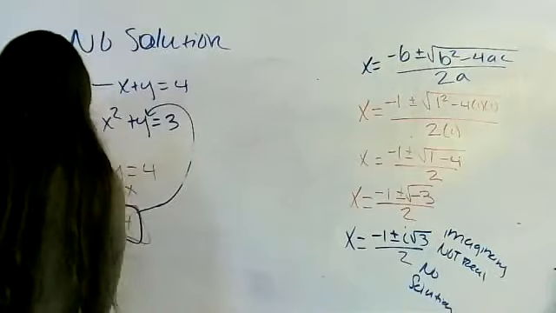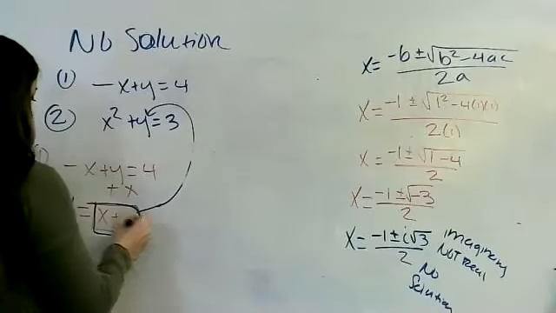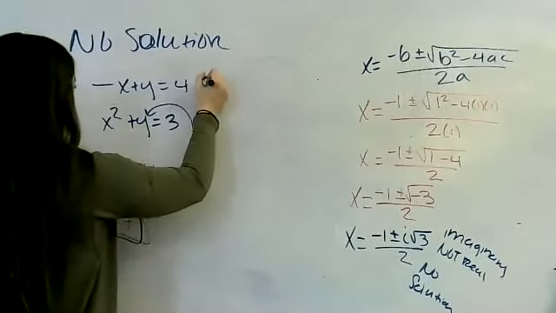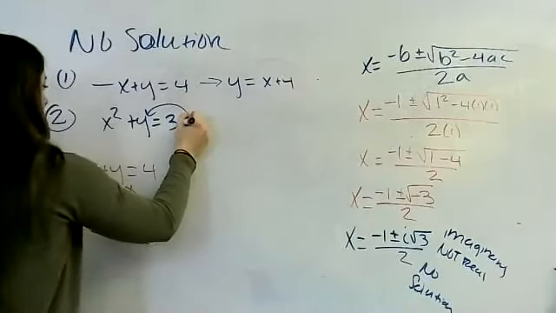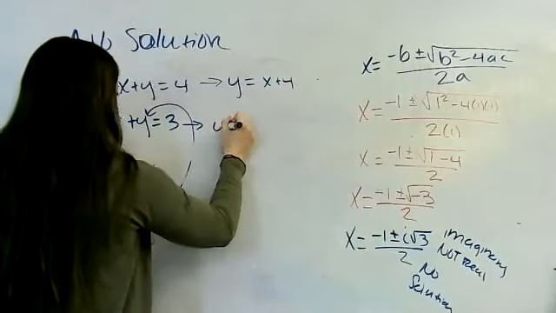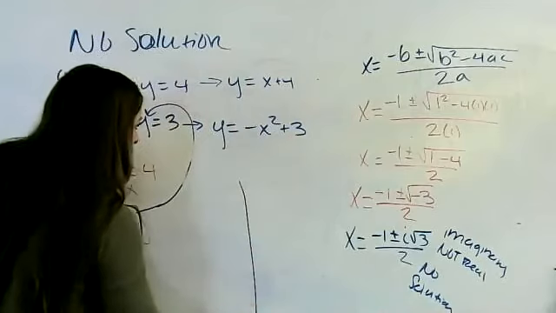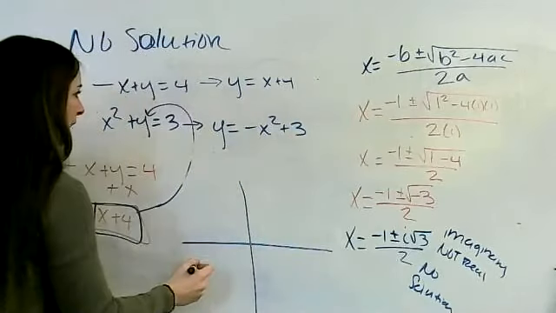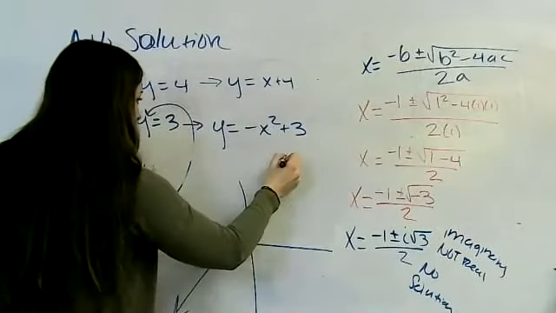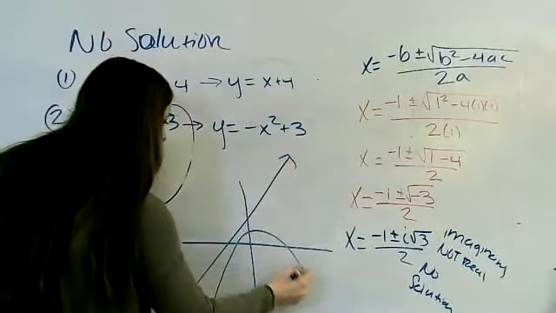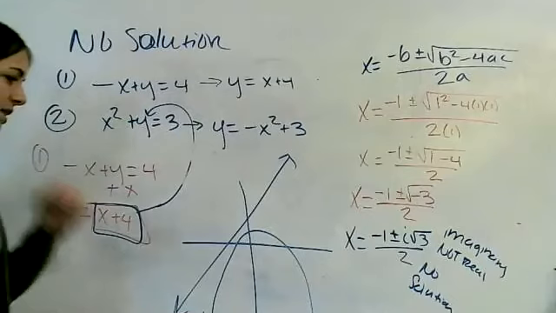So graphically, again, if you want to go through and solve this graphically, you would want to isolate, which we already did here. Our equation number 1 goes down to y equals x plus 4. And this one would simplify down to y equals negative x squared plus 3. If you graph these, again, you'll get a really rough graph, this is rough again, but this is about the graph you'll get.